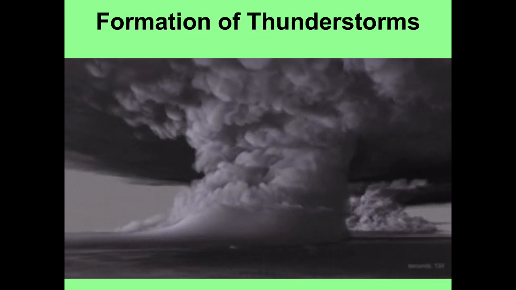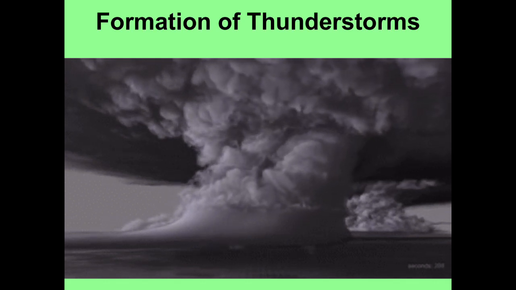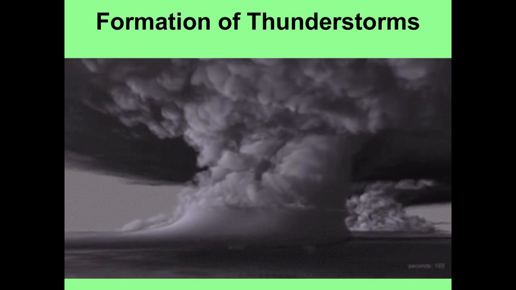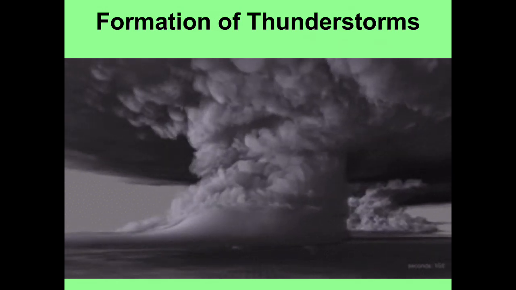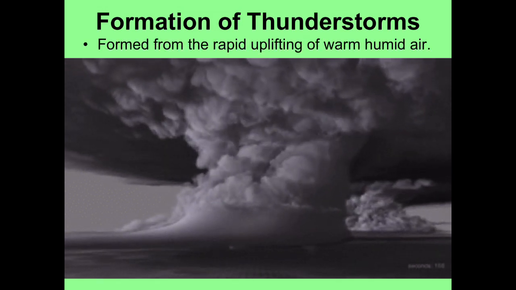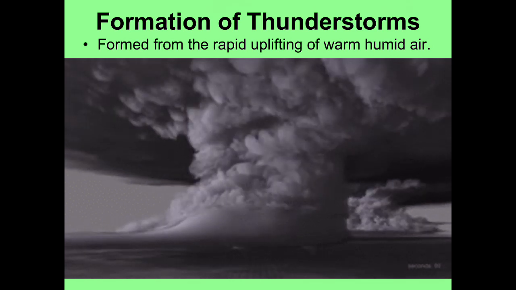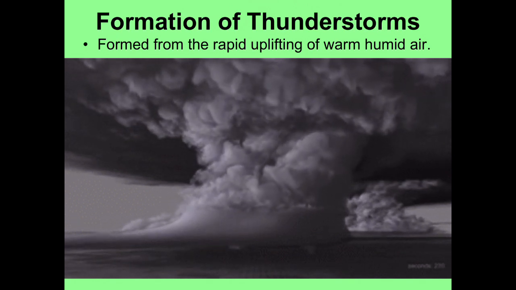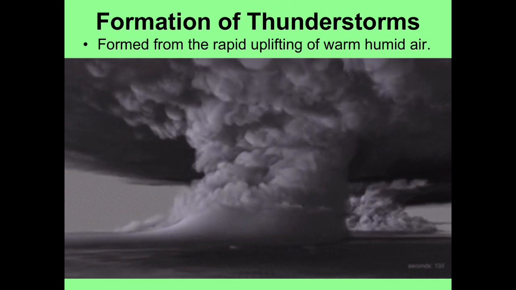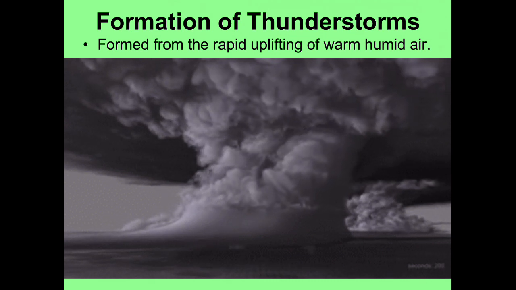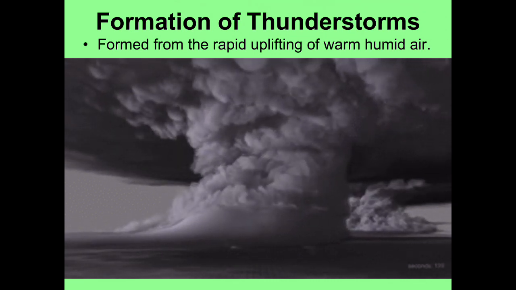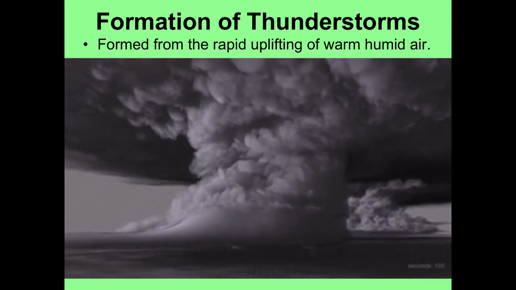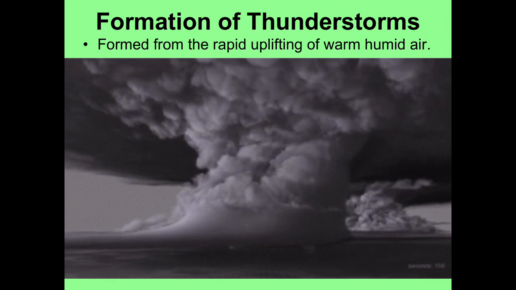All right, the formation of thunderstorms. What does it take to get these things to get to that unique shape that they have and create all that chaos that we're so used to? They're formed from the rapid uplifting of warm, humid air. Warm air is way less dense than cool air. And when that air rises up from the heat of the sun and the heat of the day into cooler air above, it rises rapidly, causing condensation, clouds, and of course precipitation next.